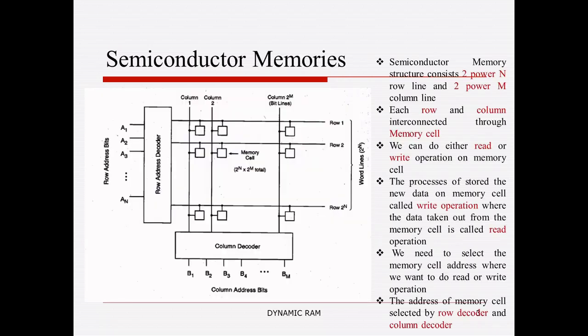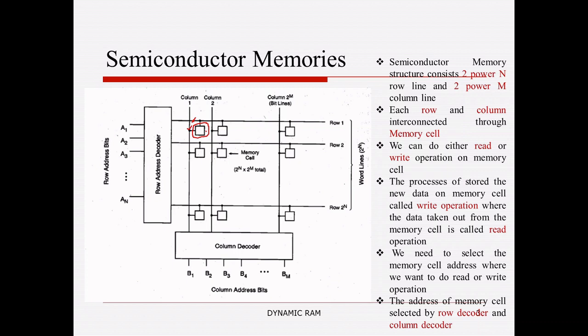The general structure of semiconductor memory consists of 2 to the power of n number of column lines and 2 to the power of n number of row lines, and each row and column line is interconnected through a memory cell. This black box indicates a memory cell, which is responsible for interconnecting the row line and column line. Based on the type of memory cell, semiconductor memory is further classified into two types, static RAM and dynamic RAM.